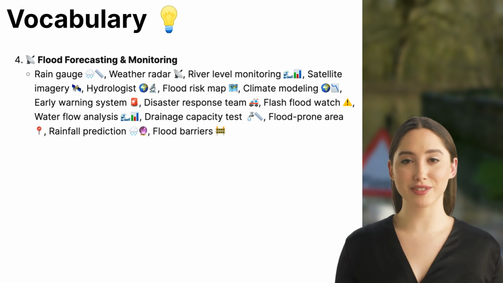Hydrologist, a scientist who studies water movement and flood risks. Flood risk map, a map that shows areas that are prone to flooding. Climate modeling, using data to predict future climate changes and flood risks. Early warning system, a network that alerts people about possible disasters.